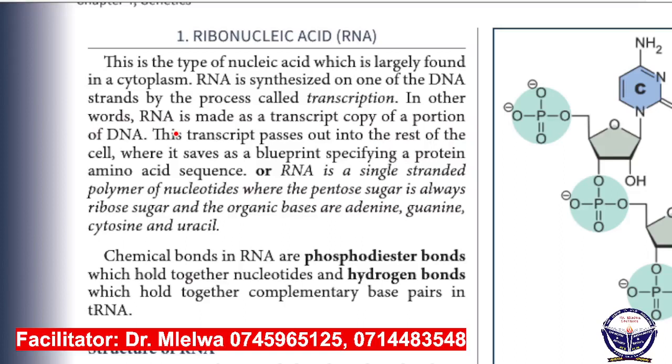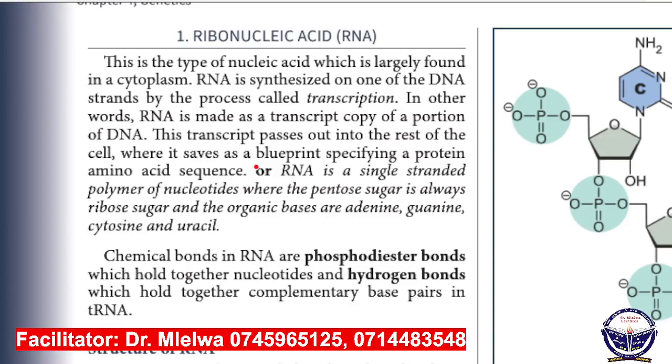So a certain piece of DNA is copied, and that copy of a piece of DNA is what you call the RNA. This transcript passes out into the rest of the cell, where it serves as the blueprint specifying a protein amino acid sequence. Unaona? Kwa hiyo hii piece ya DNA iliyokuwa copied sasa inatoka kwenye nucleus kwa kupitia nuclear pore, inaenda kwenye nini? Kwenye cytoplasm. Na ndio maana tulikwambia kwamba in some of the situations unaweza kuikuta RNA iko kwenye nucleus.